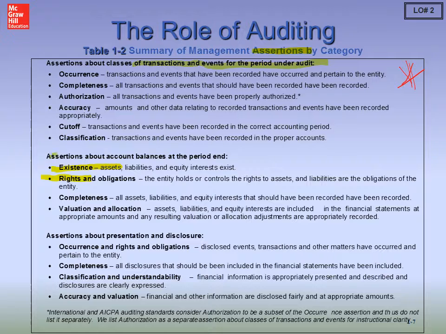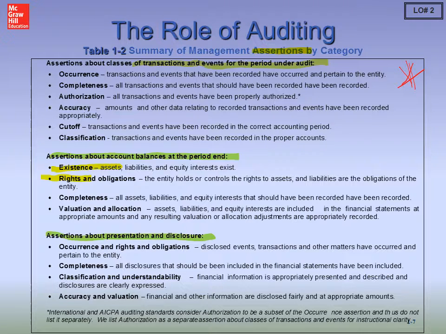When we talk about assertions related to account balances, think of that as our ledgers. So it doesn't matter if we purchased an asset 2 years ago. If management says that it still exists, then we're going to want to get evidence to see that that asset exists, even though it may have been purchased, say 2 years ago in our example.